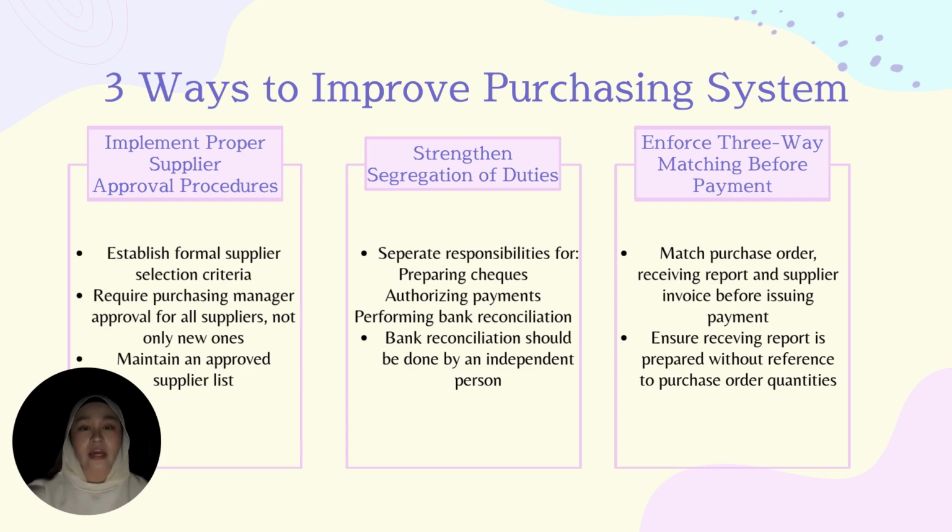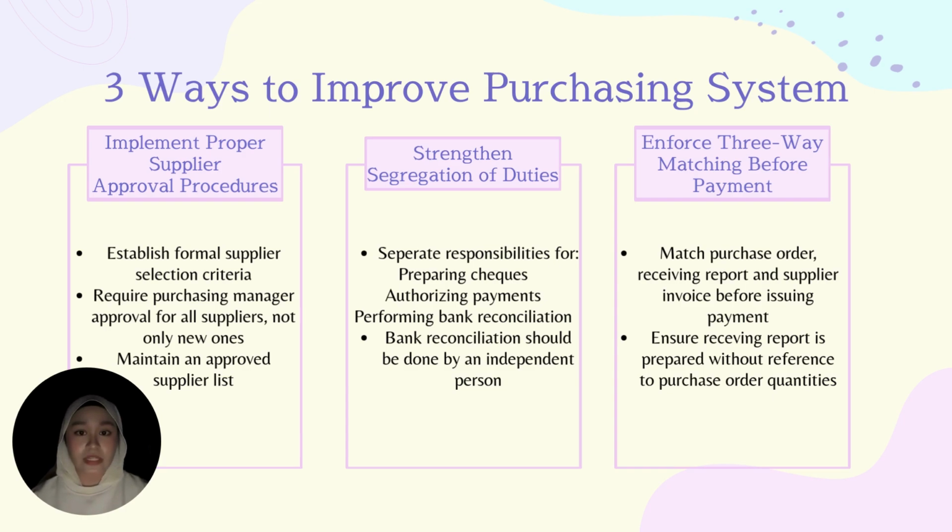The second question for this case study is three ways to improve the purchasing system. We have three improvements that we suggest. The first improvement is to implement proper supplier approval procedures. This means establishing formal supplier selection criteria, requiring purchasing manager approval for all suppliers, not only new ones, and maintaining an approved supplier list.